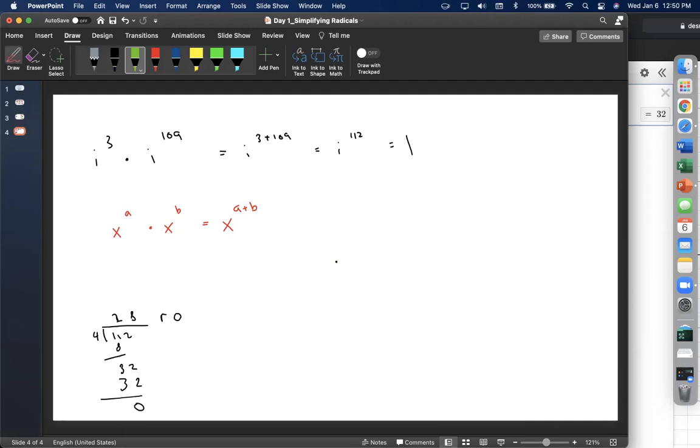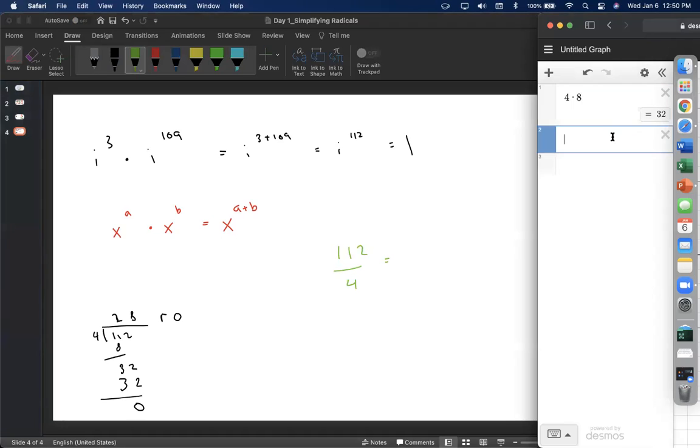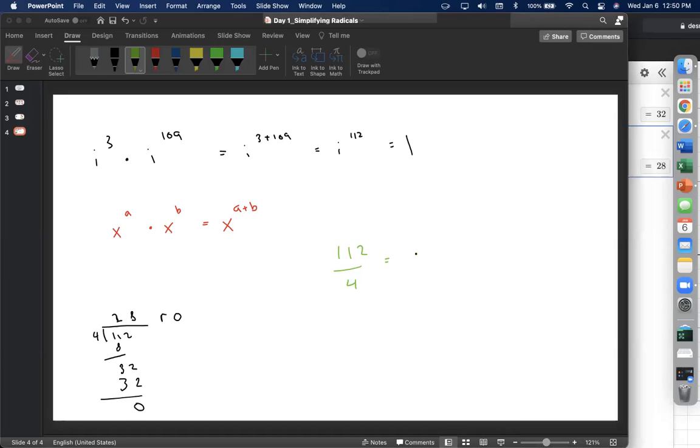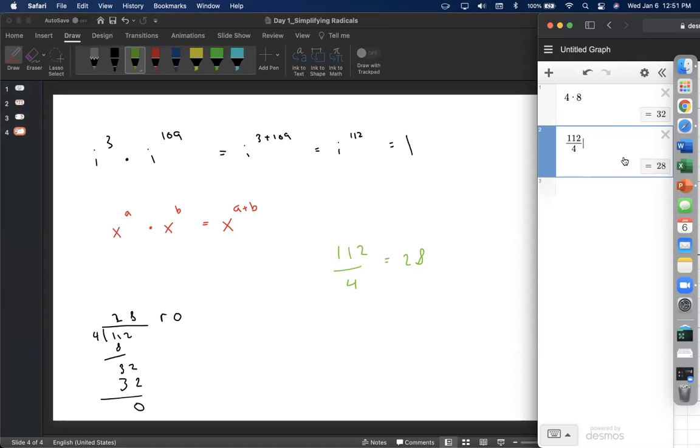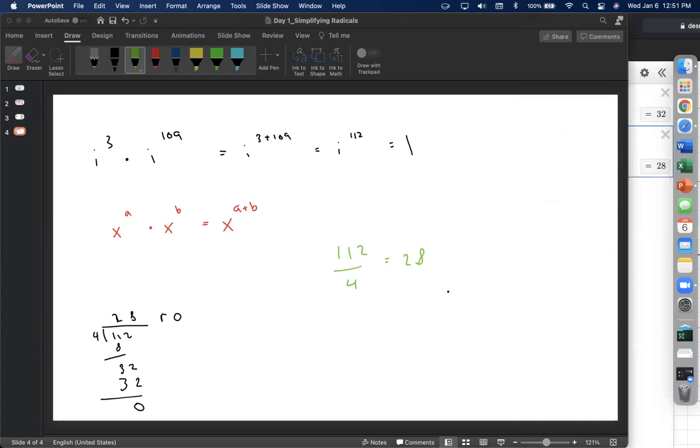Let's go ahead and use method 2. So here we have 112, and we're going to divide by 4. So 112 divided by 4 gives me 28. And 28 is a whole number. There are no decimal points. So that means we have a remainder of 0. So our answer indeed is 1.